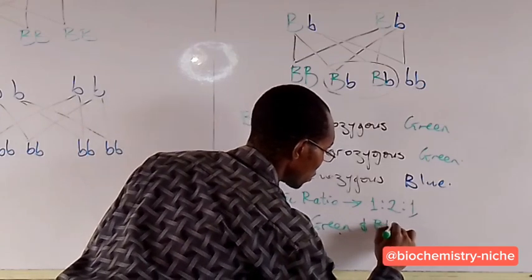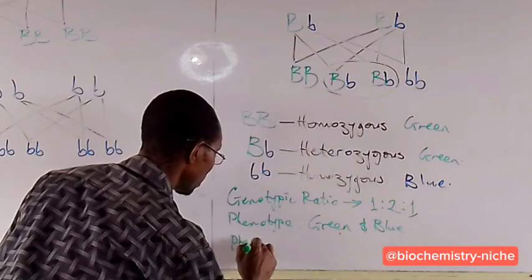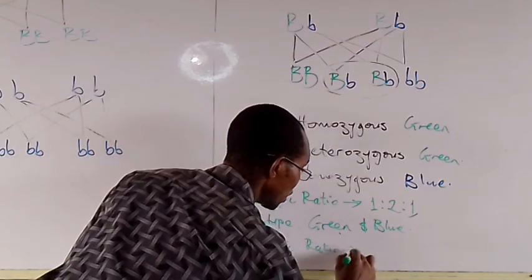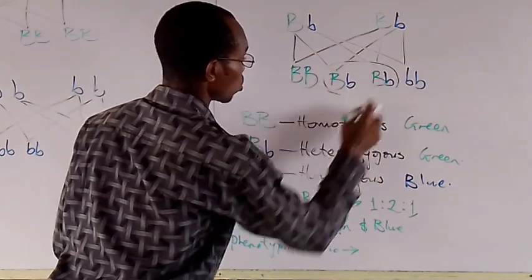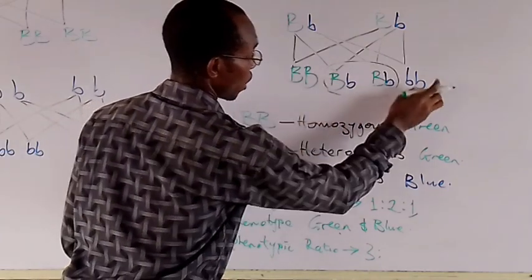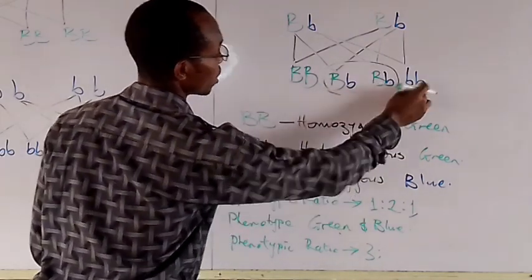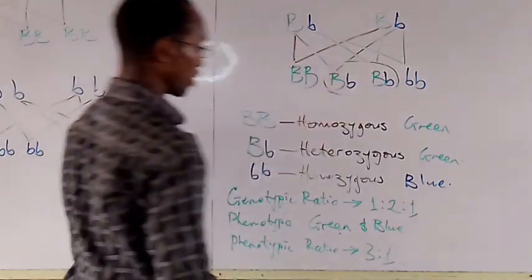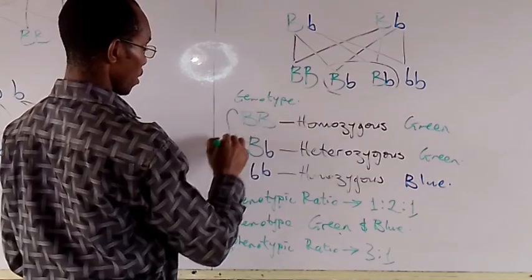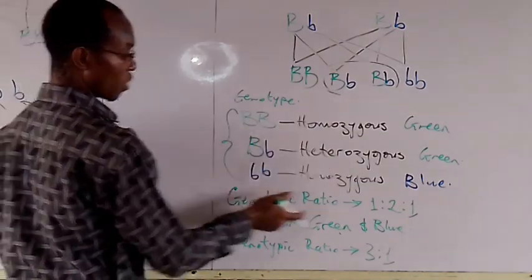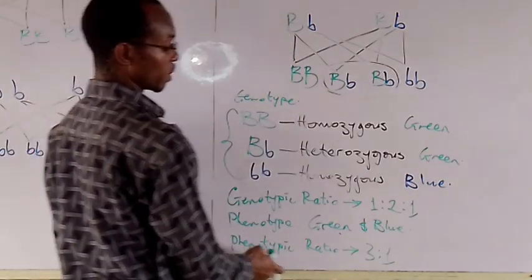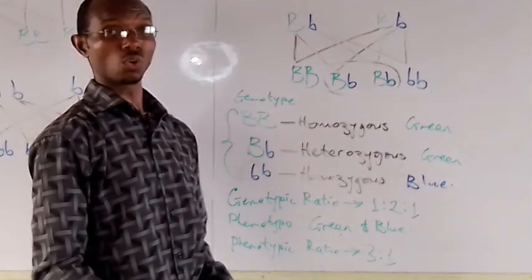and blue. While the phenotypic ratio is going to be, we have 1, 2, 3 to be green, so we have ratio 3, and we have 3 ratio 1. So 1, 2, 3 is green, only this one is blue, so it is 3 ratio 1. So here we have our genotype, here we have the genotypic ratio, and then the phenotype, we have green and blue, and the phenotypic ratio is going to be 3 ratio 1.